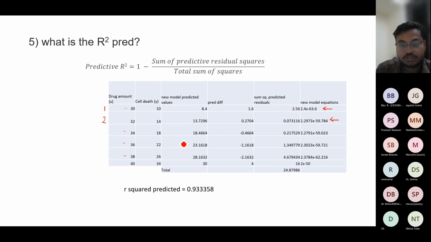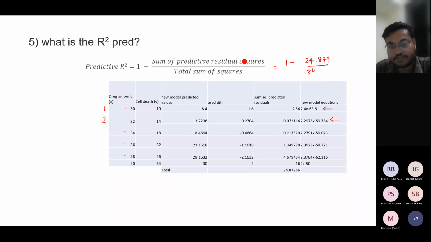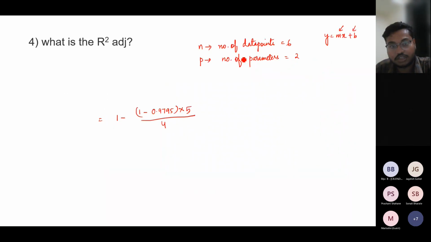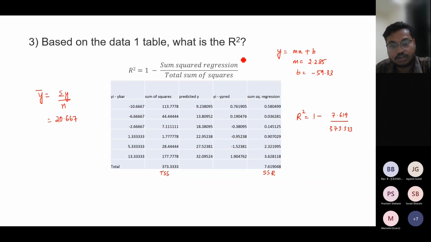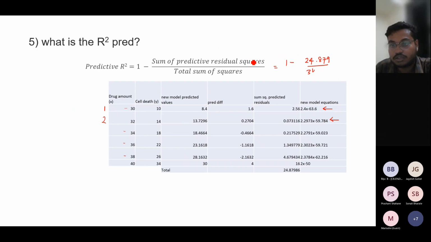Then what we'll do is, the total sum of squares that we got last time was 1373.33. So the formula turns out to be 1 minus 24.879 divided by 1373.33. So this value will turn out to be 0.933. Is that clear?